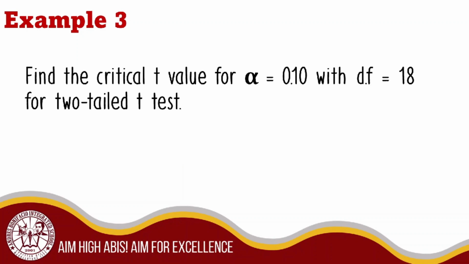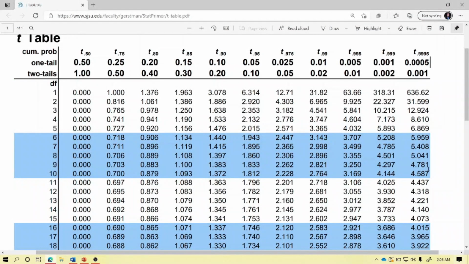Okay, how about example number 3? Find the critical t-value for the significance level 0.10 with a degree of freedom 18 for a two-tailed t-test. Okay, so let's go back to our t-table. So we find the 0.10 in the row labeled two tails. So in here we can see the two tails, and let's look for the 0.10. So yeah, we found it.